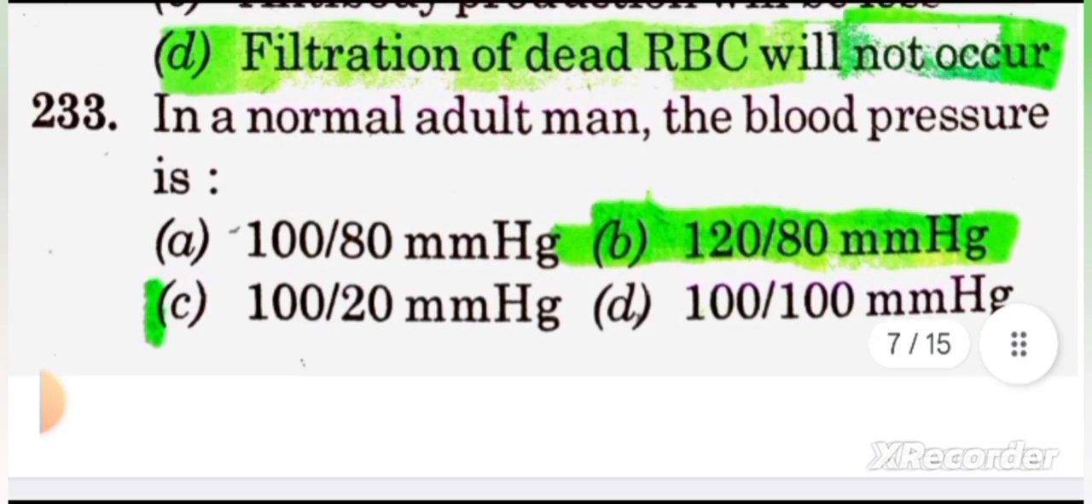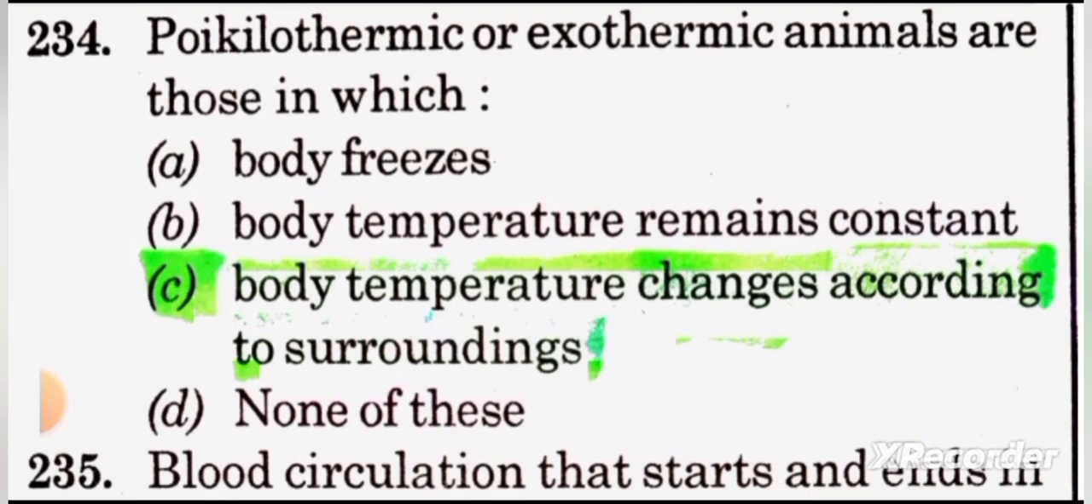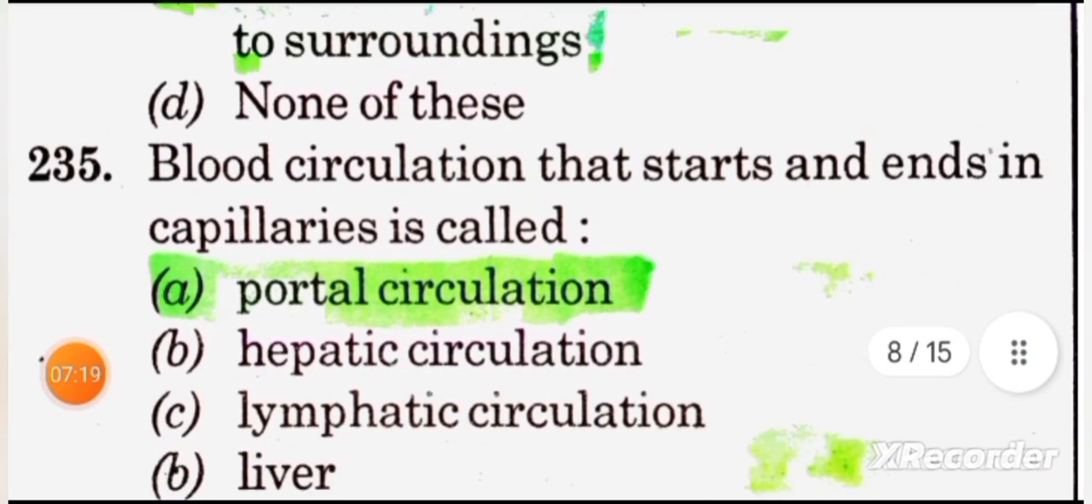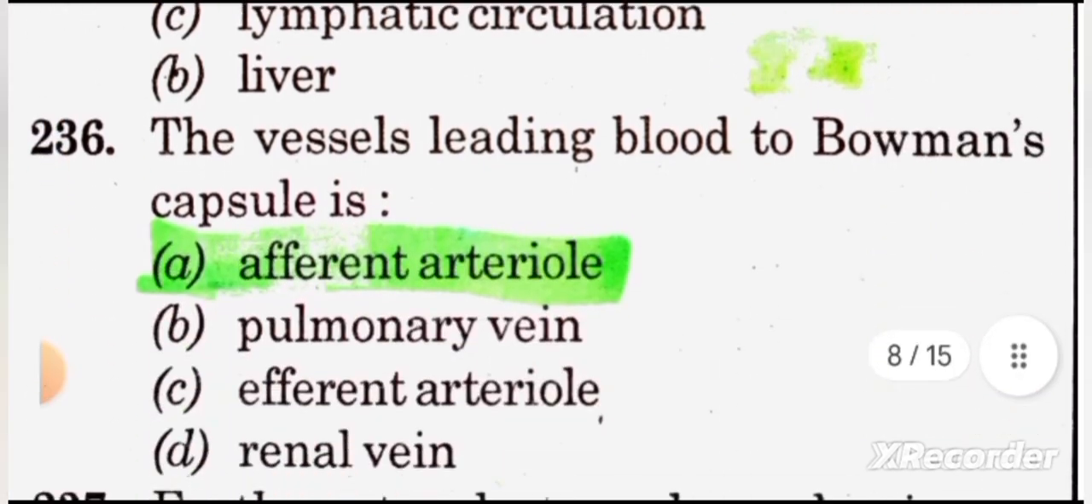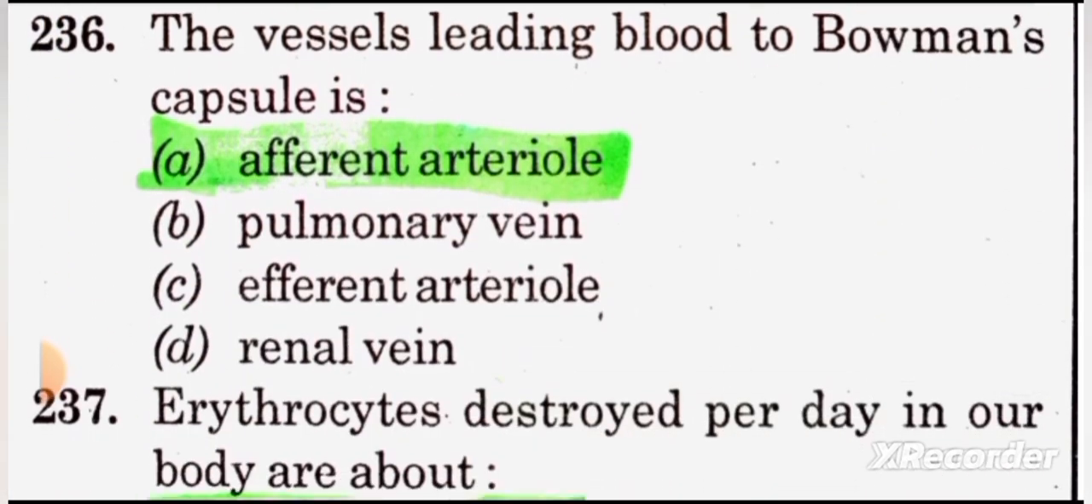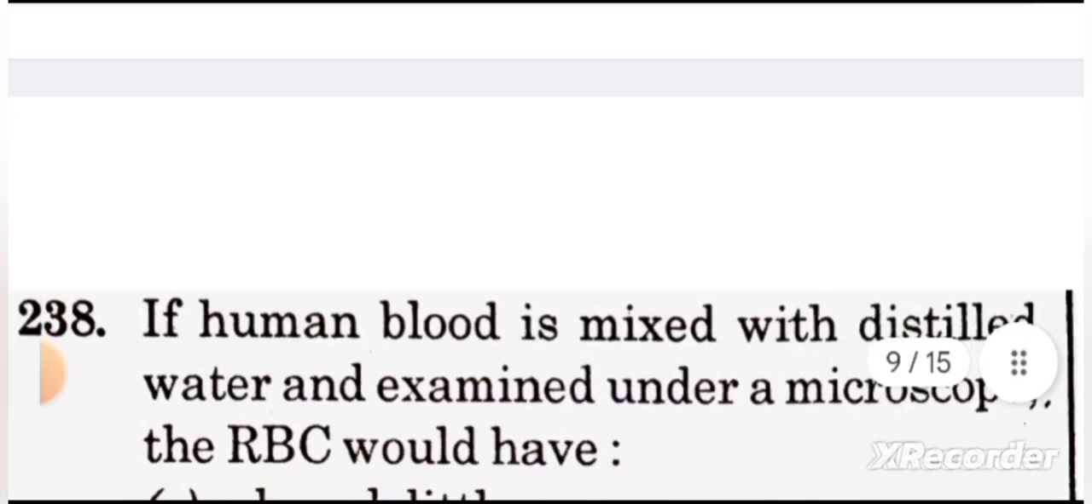Next, 233. In a normal adult man, the blood pressure is 120 by 80 mmHg. Next, 234. Poikilothermic or exothermic animals are those in which answer C, body temperature changes according to surrounding. Next, 235. Blood circulation that starts and ends in capillaries is called answer A, portal circulation. Next, 236. The vessels leading blood to Bowman's capsule is answer A, afferent arteriole. Next, 237. Erythrocytes destroyed per day in our body are about answer A, 1% of the total.